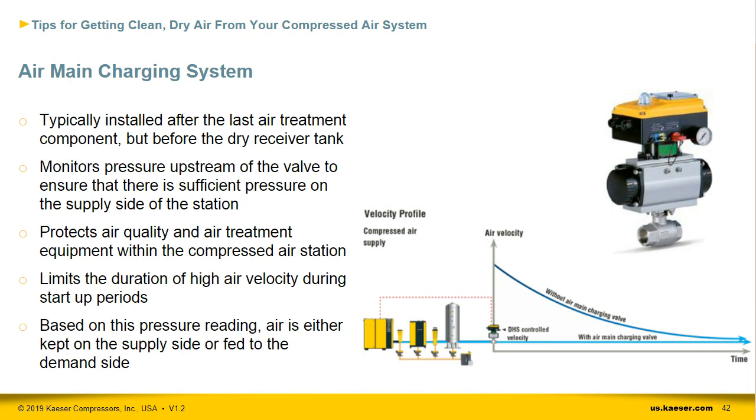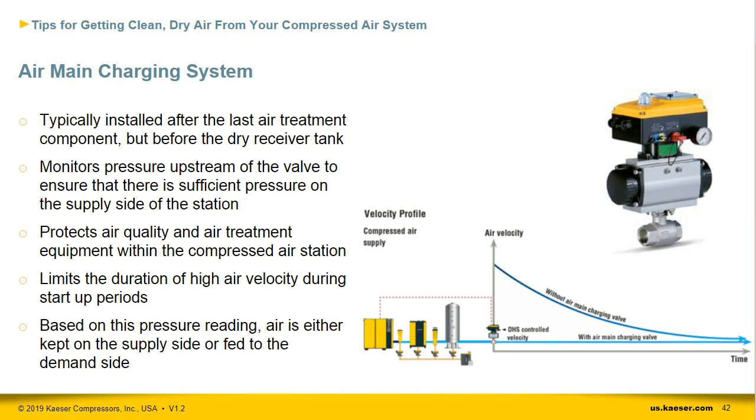Without an air main charging system, contaminants such as water, oil, and solid particles can be swept into the system, and the air treatment components will be overrun by very high velocities during initial pump up of the system. Filters and dryers, especially desiccant dryers, can be damaged, requiring expensive repairs or replacement like desiccant changes or filter element replacements. So what is an air main charging system?